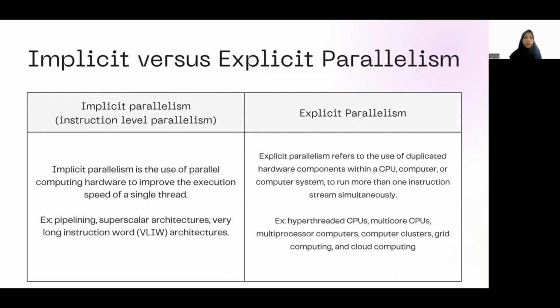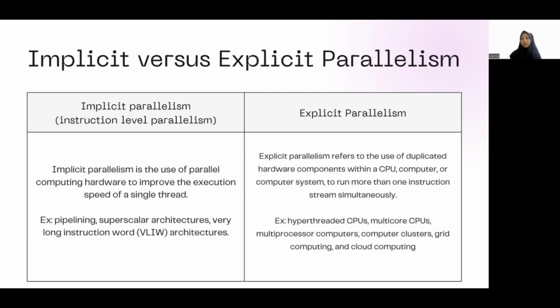So, implicit and explicit parallelism. Implicit parallelism, also known as instruction-level parallelism, is the use of parallel computing hardware to improve the execution speed of a single thread. For example, pipelining, superscalar architecture, and very long instruction word architecture.